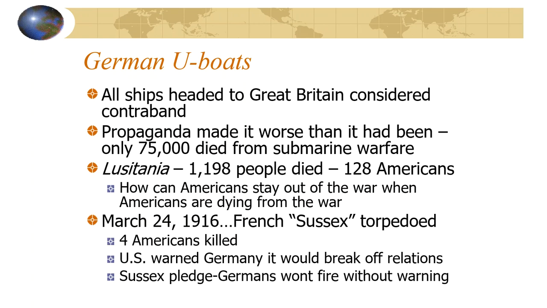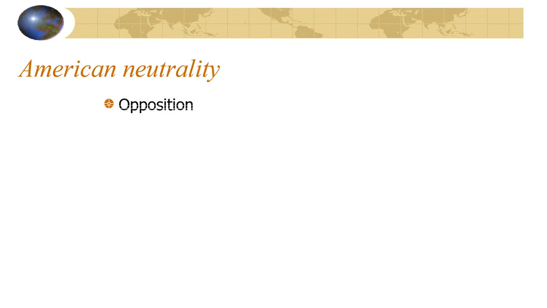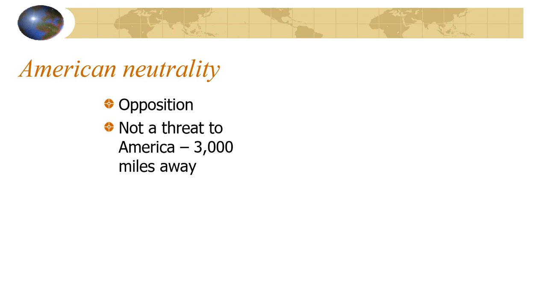4 Americans were killed. So the U.S. warned Germany that it would break off relations. And with the Sussex Pledge, Germans said they wouldn't fire without warning. Americans decided to remain neutral. There was some opposition to this.